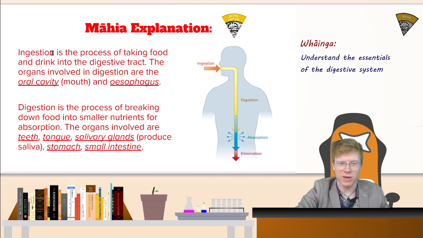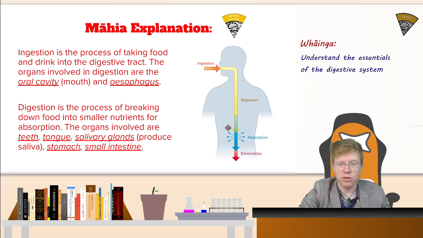Very good. So here we go. Ingestion is the process of taking food in, and you can see it here. It occurs in what we call the oral cavity. Oral refers to the mouth. Cavity is like a space, and goes into the oesophagus, however you want to pronounce that.